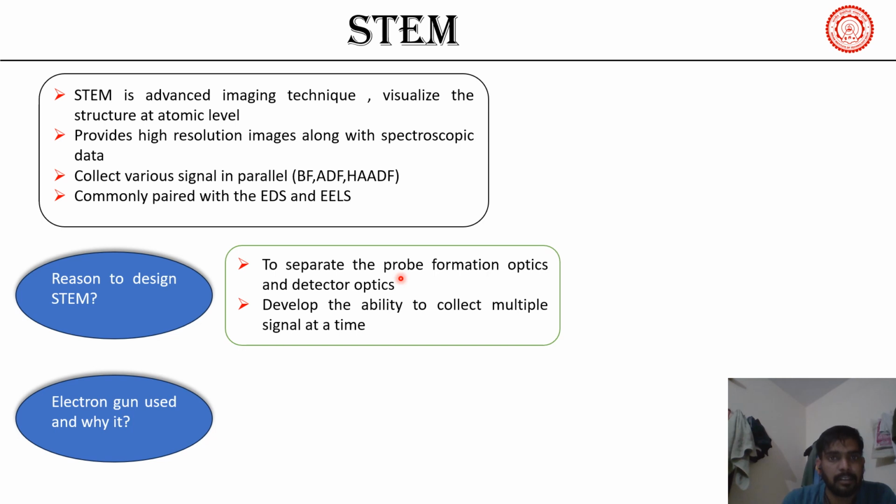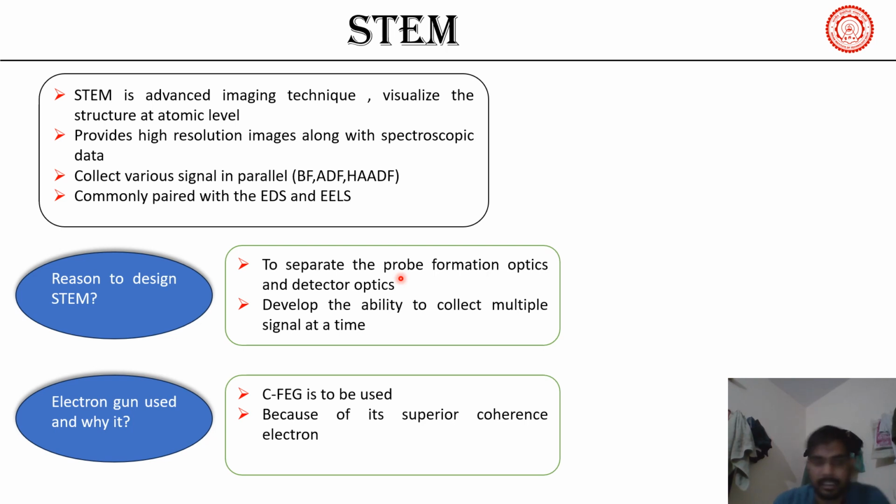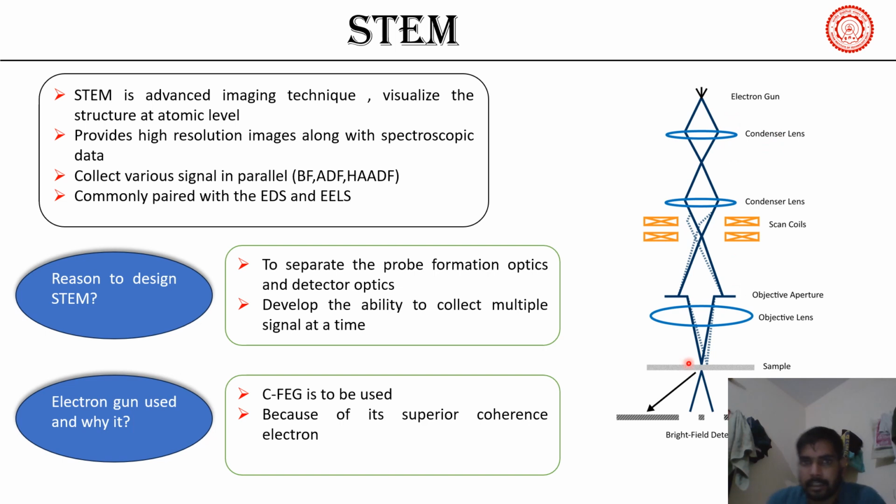Next, which type of electron gun is used and why is it preferred in STEM? In STEM, a cold field emission gun is used, because of its superior coherent electrons. It provides a good electron beam with fine probe optics. This is the schematic diagram of the STEM. It looks almost the same as the TEM, but the difference is the scan coils. These scan coils help us form the fine probe.